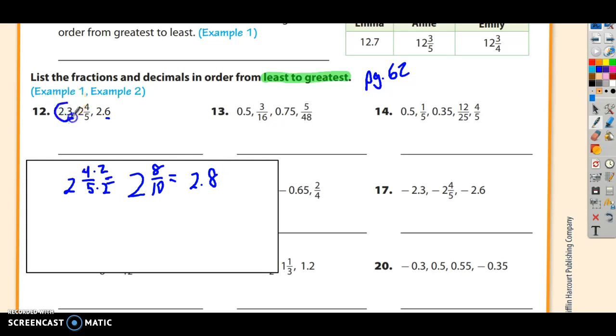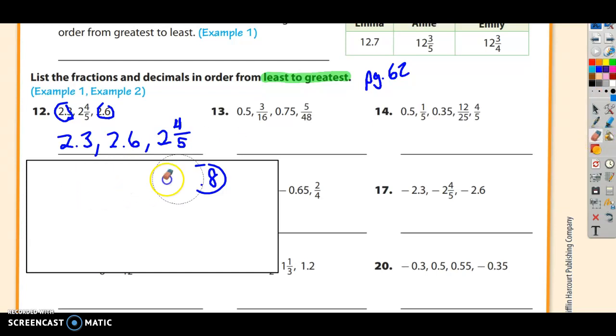So now I've got 2.3, 2.6, and 2.8. 2.3 is my smallest value. 2.6 is my next value, and 2.8 would be my last one, but remember, we write it as the fraction. We write it as the term given to us. So the answer is as shown. Okay, next one.